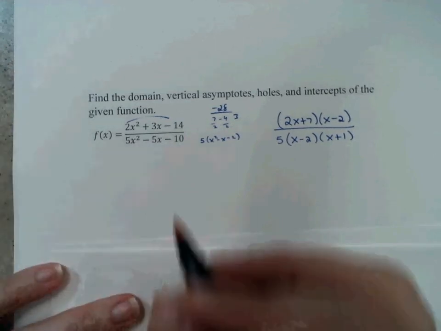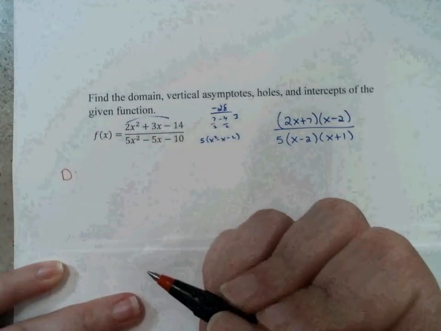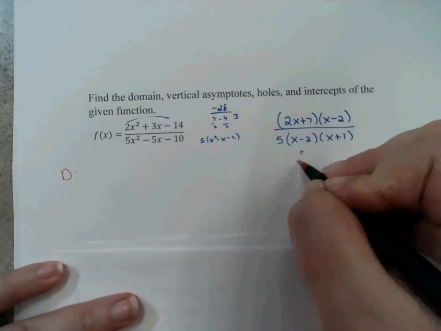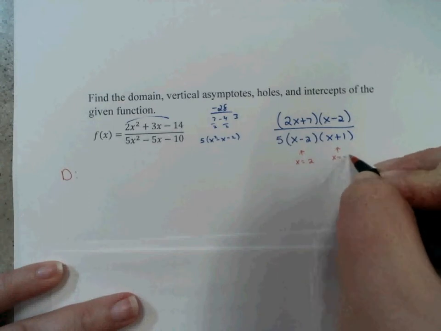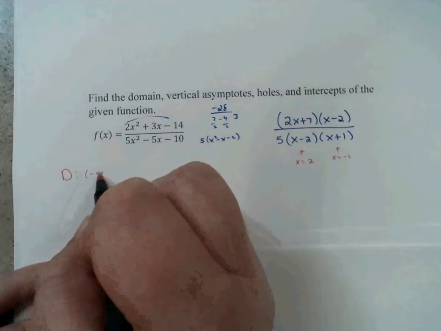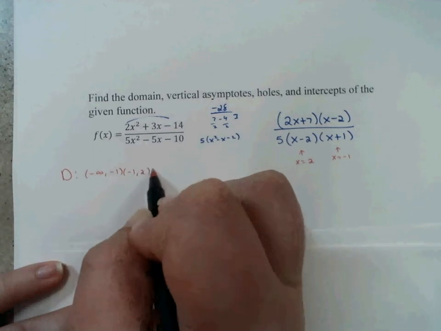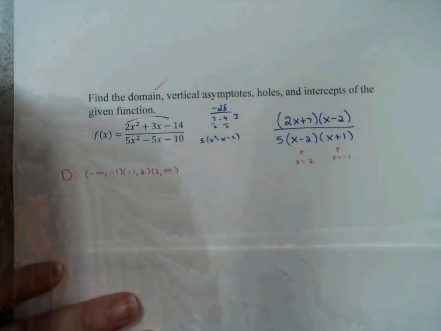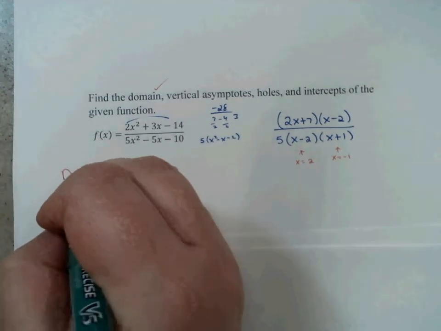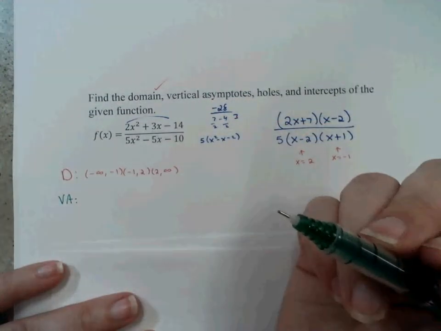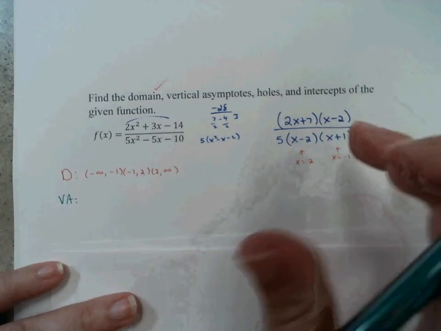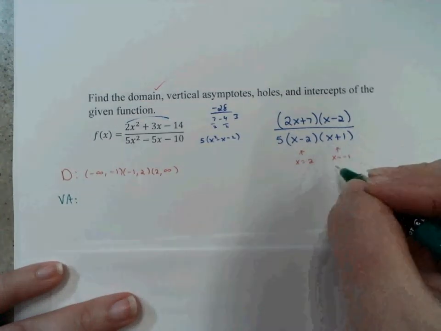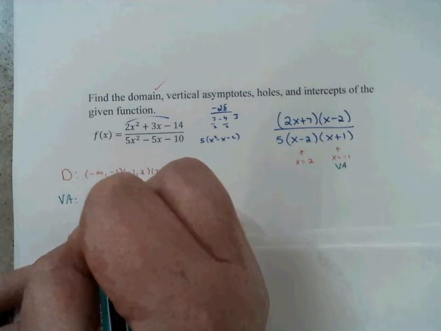So, first off, domain. Domain is everywhere the function exists, which is everything but when the denominator equals 0. So x equals 2 is out, and x equals negative 1 is out. So negative infinity to negative 1, negative 1 to 2, 2 to infinity. Okay, vertical asymptote. Vertical asymptotes occur when the denominator and only the denominator equals 0. So as far as factors go, x plus 1 is not repeated in the numerator and denominator, so that has to be a vertical asymptote.